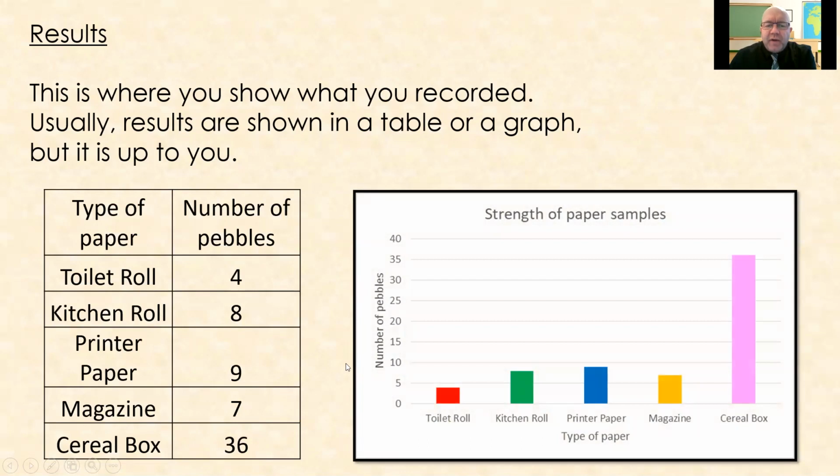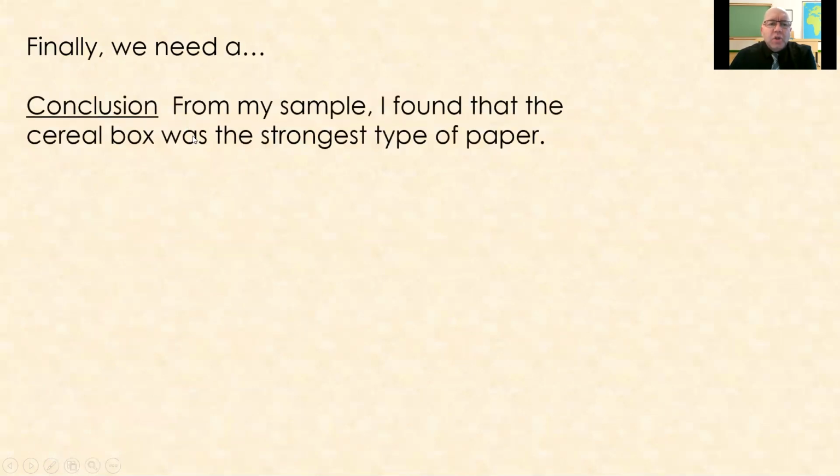I also did it as a graph. Again, you can see that the cereal box is clearly the tallest tower, with the printer paper next, kitchen roll just beating the magazine, and then the toilet roll as the weakest of all. So there's my results. Finally, we need a conclusion.